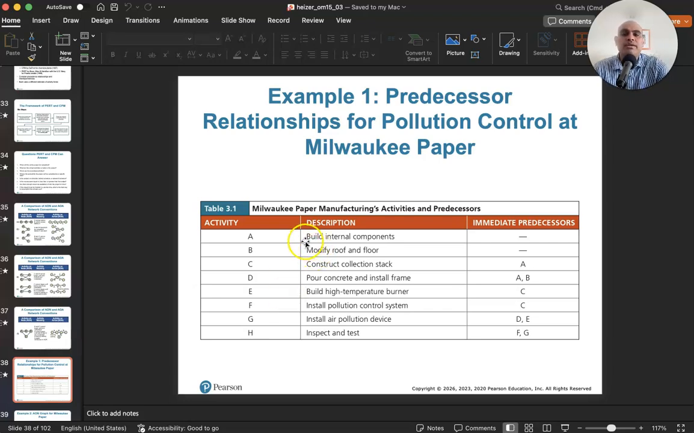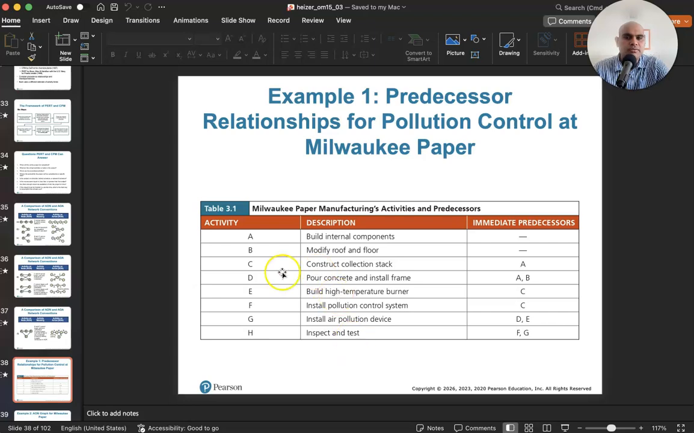One is build the internal components of the pollution control machine. You have to modify roof and floor so that you can have the pollution control machine there. You have to construct a collection stack which collects all the carbon. Pour concrete and install the frame. Build a high temperature burner. Install pollution control system. Install air pollution device. And then finally inspect and test the system.